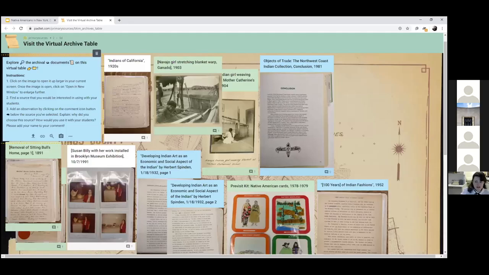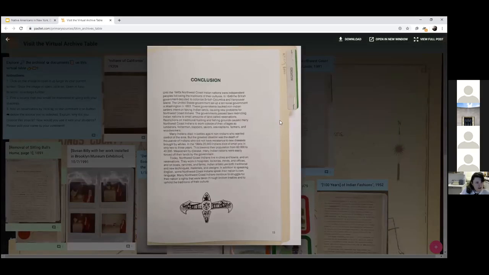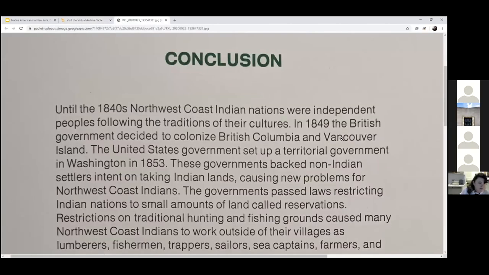Or you can locate an example of historical bias. Is the statement based on facts or a subjective interpretation? So again, I'm gonna give you about 5 to 7 minutes to read and explore the documents. You can click on them to make them larger, and then you can click again, open new window, to see them even closer.